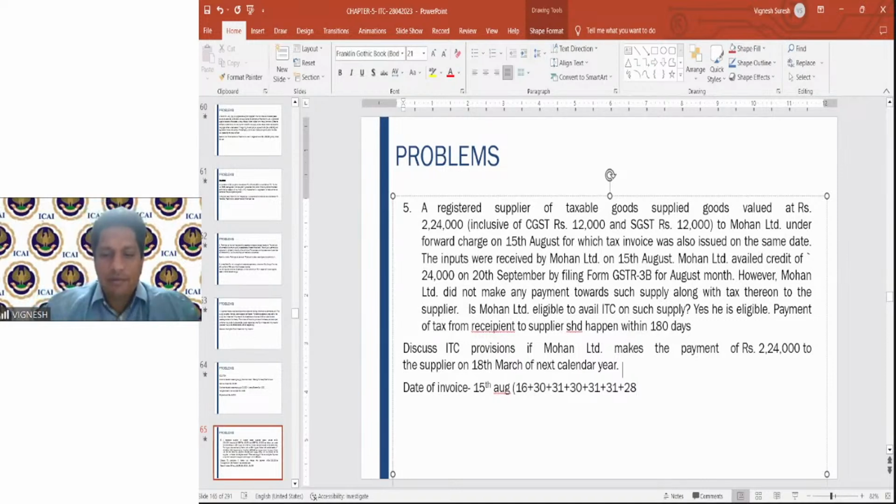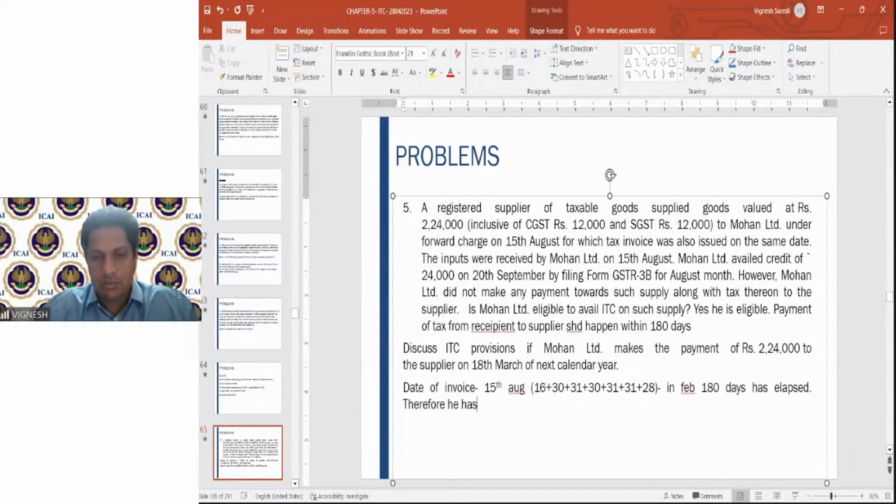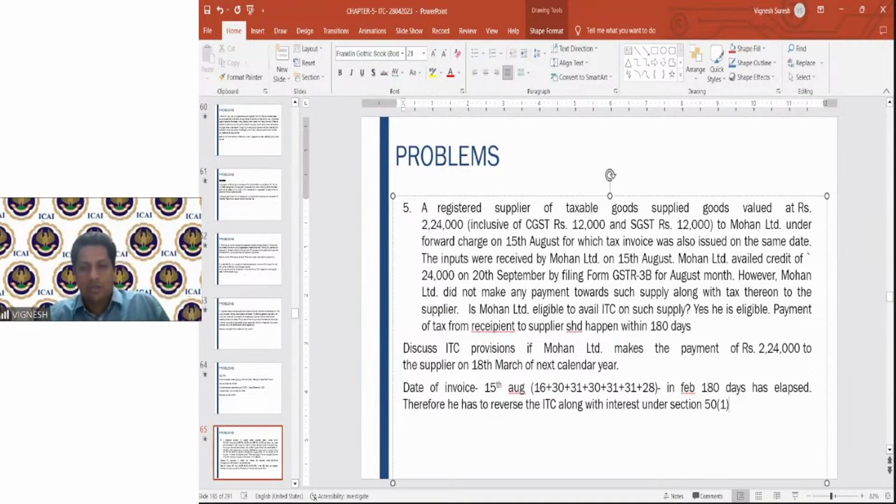So in February, 180 days is crossing. In February, 180 days has elapsed. Therefore he has to reverse the ITC along with interest under Section 50 subsection 1. Okay, understood? So February 180 days is elapsed, therefore he has to do this.